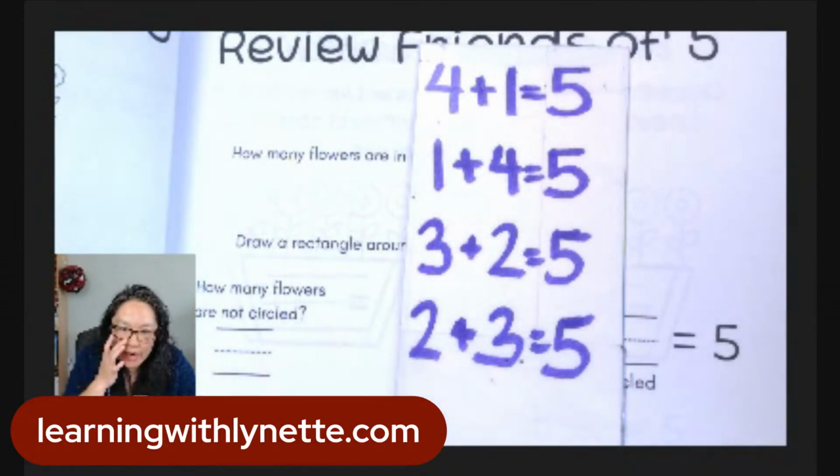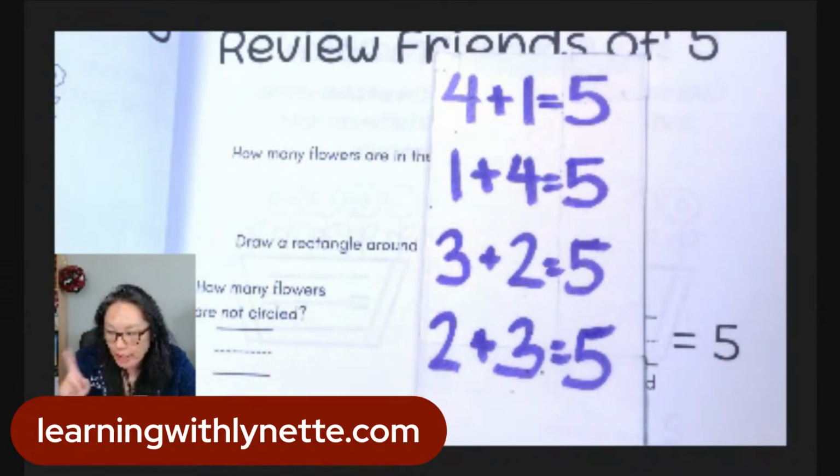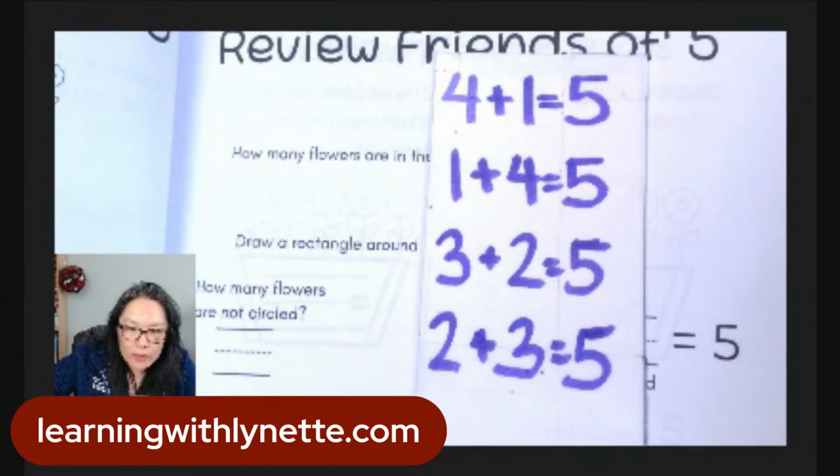I would like to know, why are we teaching the kids how to make a five? I know why we teach a 10, because we need to carry over, but why are we teaching kids how to make a five? That's my question.